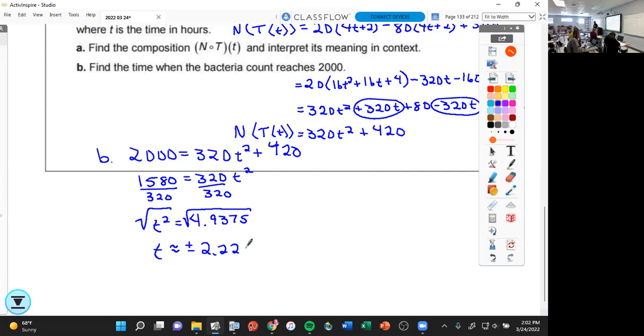Okay. What does lowercase t represent? Time. You tell me, when is the time going to be negative 2.22? Never. We throw it away. Okay. So how much time is it going to take to reach 2,000 bacteria? Don't we just plug 2.22 into 320? Oh, I'm sorry. So let me ask this again. How much time is it going to take to have 2,000 bacteria? About 2.22 hours.